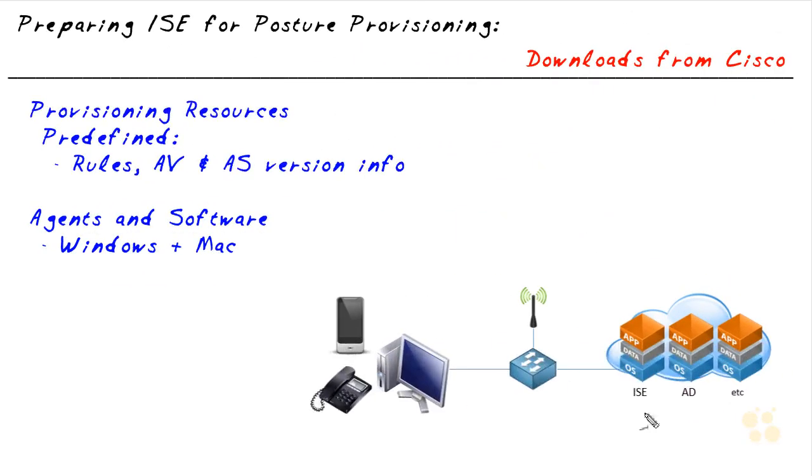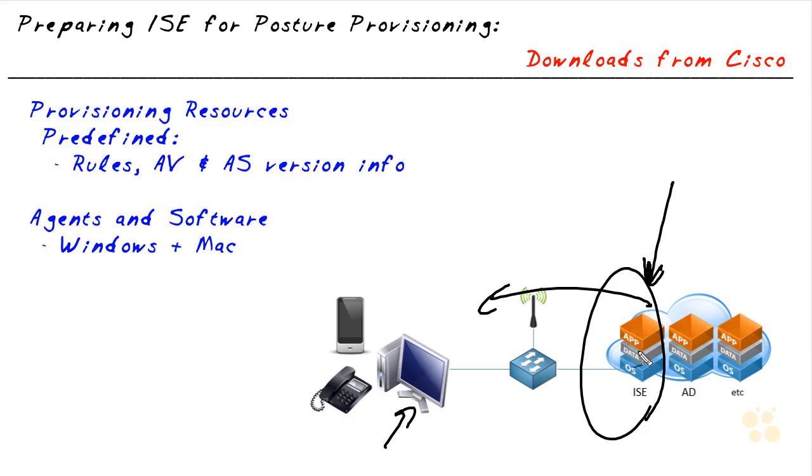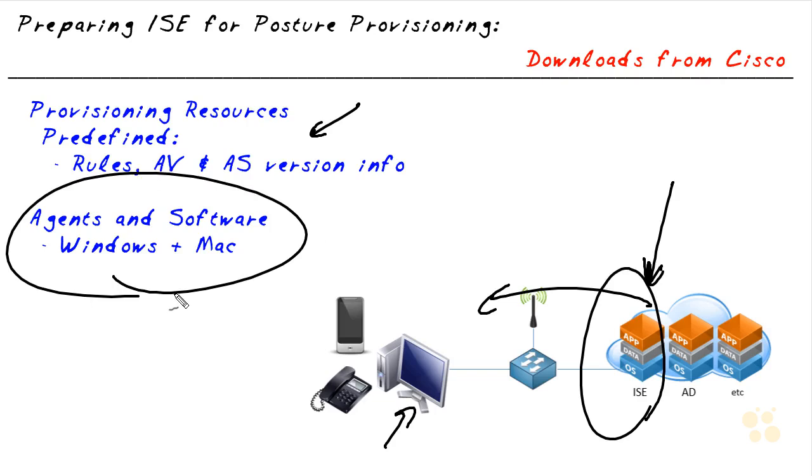In order for our ISE server to act as a provisioning server, handing out the network admission control software to the clients that need it, we first have to have that software and those agents on the ISE server itself. In this video, we looked at the exact 2 steps for updating the provisioning resources on an ISE server, as well as downloading specific Mac and Windows related network admission control agents directly from Cisco.com.